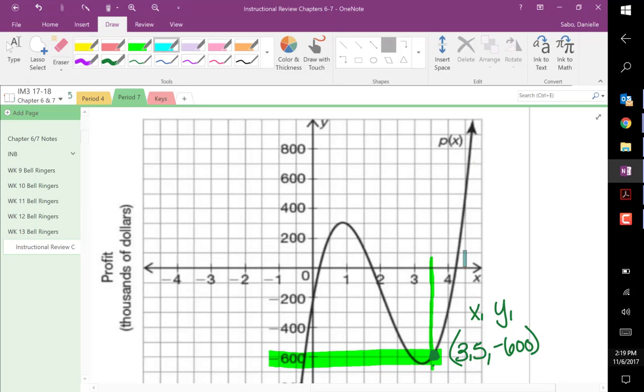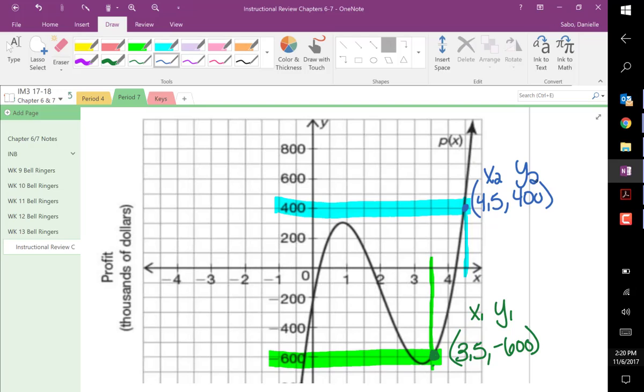I want 4.5, which is right here in blue. What is the y value at 4.5? 400. Thank you to the one person that knows it. Okay, all you're doing is you're labeling that point. So here's my x2 and my y2. You just found all four things that you need to be successful for the average rate of change formula. Here they are, all four of them.